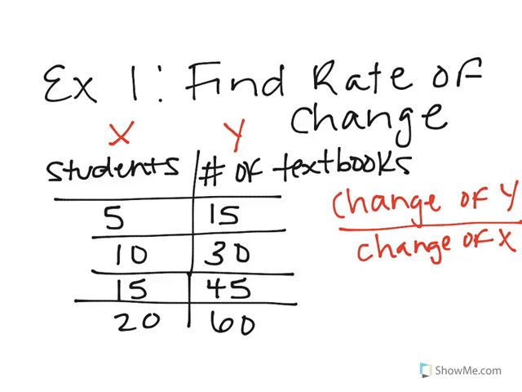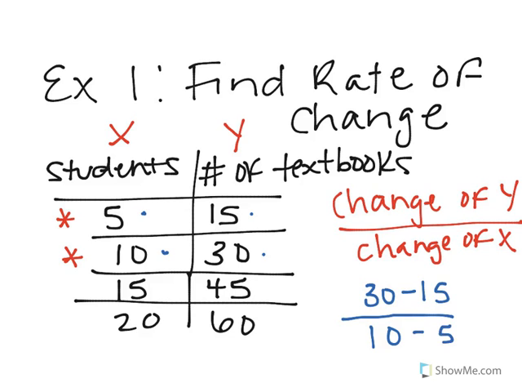So I'm going to decide to pick these 2 points right here. So change of y: looking at my y values, when I subtract, I'm going to take the bigger y value minus the smaller y value. I'm just taking this value, minusing this value. Now, for change of x, I need to make sure I'm going in the same order. So I'm going to pick this value here, which is 10, minusing this value here, which is 5.